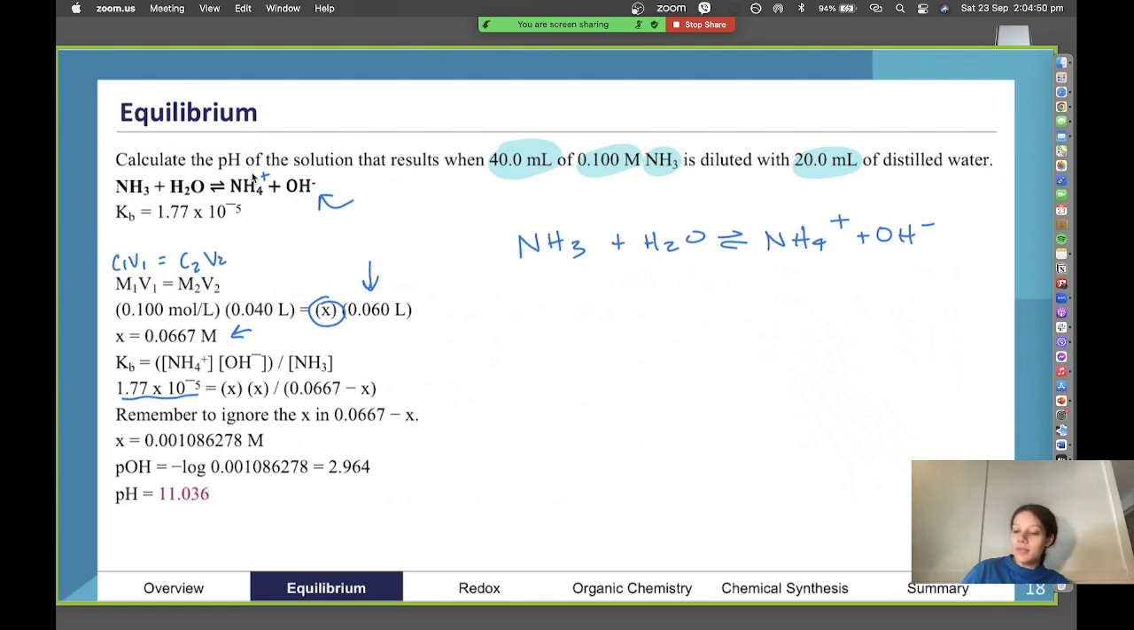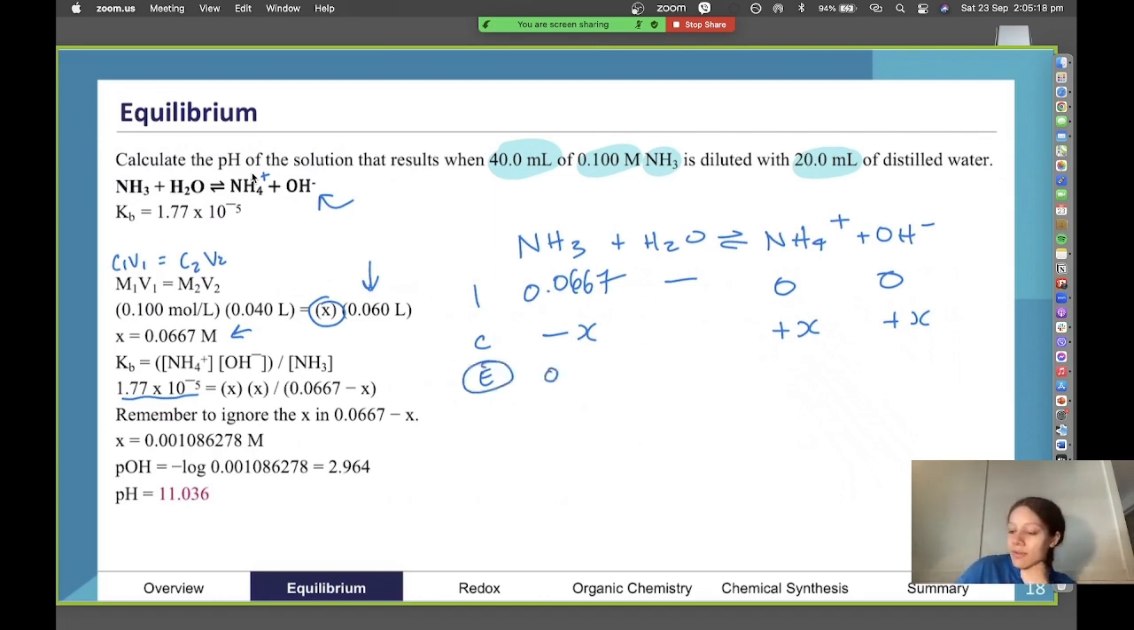So if we've started off with a certain concentration of our NH3, which was 0.0667. Water we just ignore because it's a liquid, and then we had none of this to start off with. So once we dissociate that NH3, the changes that we have are minus x here, plus x, and plus x. So then at equilibrium, we have 0.0667 minus x, and x, and x. So that's what we've subbed into the Kb expression.